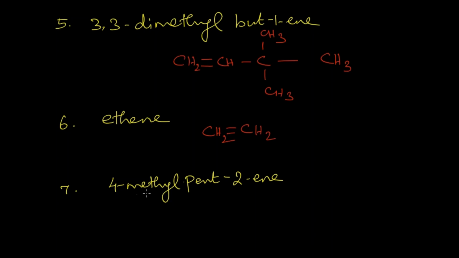Come on, listen here. 4-methylpent-2-ene. Pent means it should have 5 carbons. 1, 2, 3, 4, 5. In the 4th carbon, the methyl group is attached. In the 2nd carbon, the double bond is present. So here CH3 single bond, here CH, here double bond is there. So CH single bond, here 1 hydrogen and here 3 hydrogens. This is the structure for 4-methylpent-2-ene.